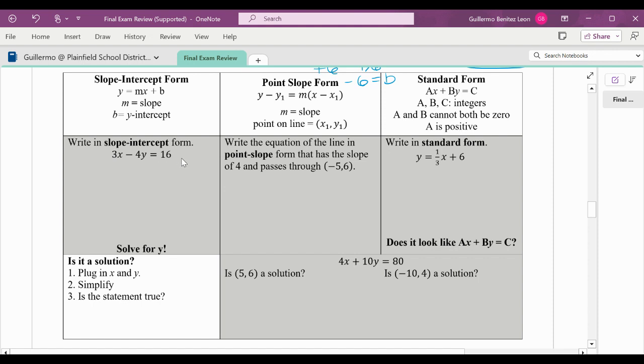Okay, last few on this page, write in slope-intercept form. Slope-intercept form is y equals mx plus b. So this just means you want to get y by itself, which is down here, solve for y. Start by moving the 3x, it's further away. It's a positive, so I'm going to subtract.